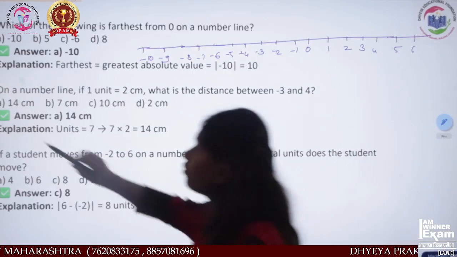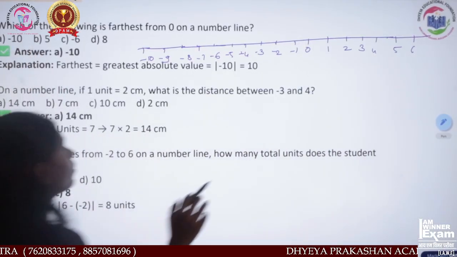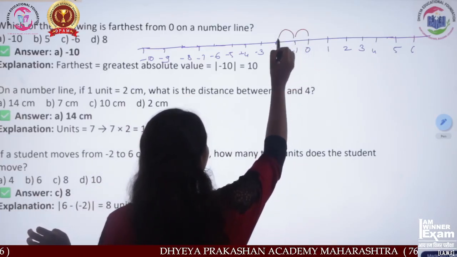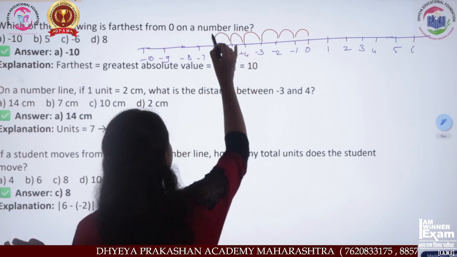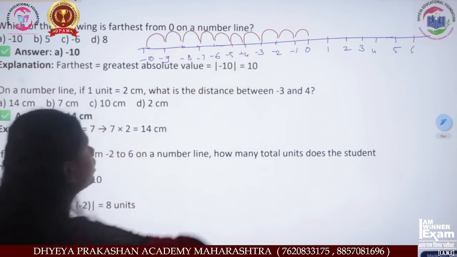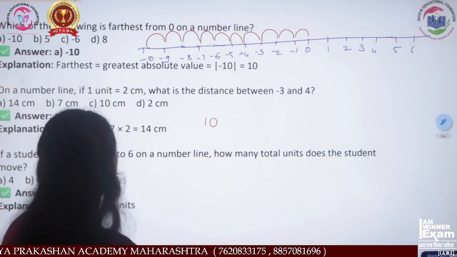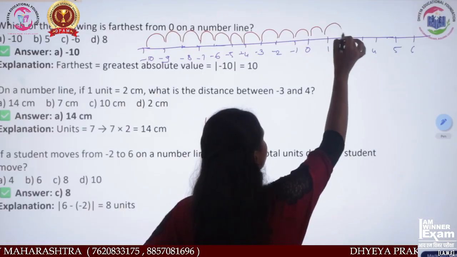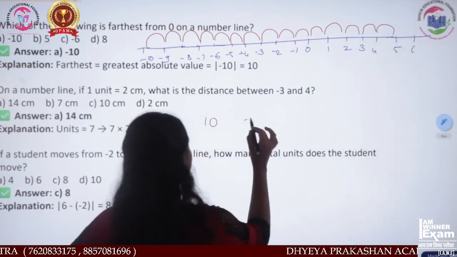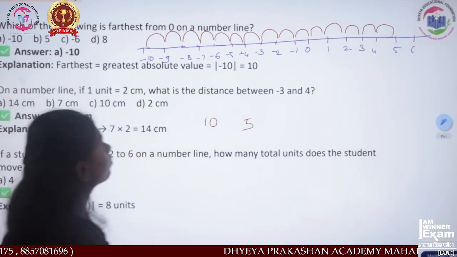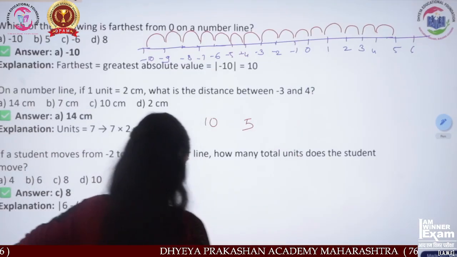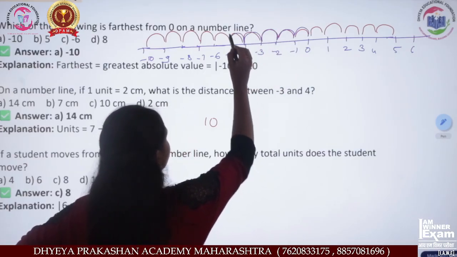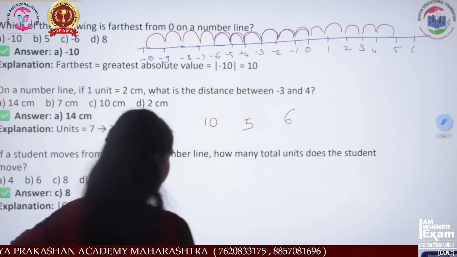Let's check the first option, minus 10. Let's check how many units far it is. 1, 2, 3, 4, 5, 6, 7, 8, 9, 10. So it is 10 units far. Then next, positive 5. 1, 2, 3, 4, 5. So 5 is 5 units far. Then minus 6. 1, 2, 3, 4, 5 and 6. So minus 6 is 6 units far.